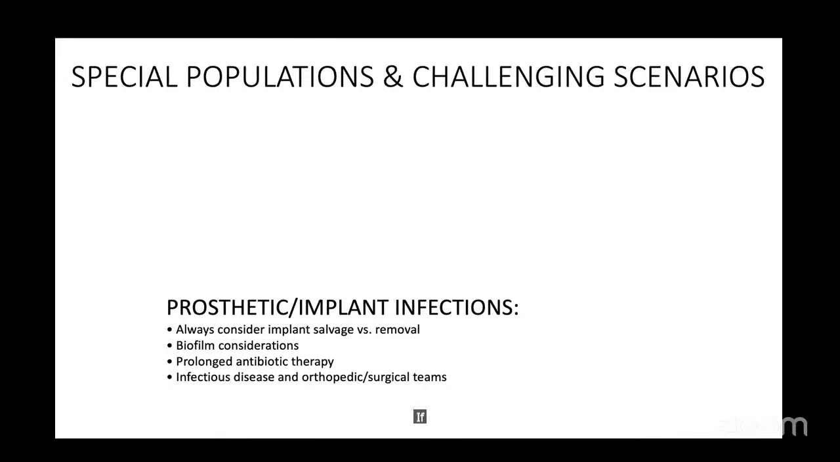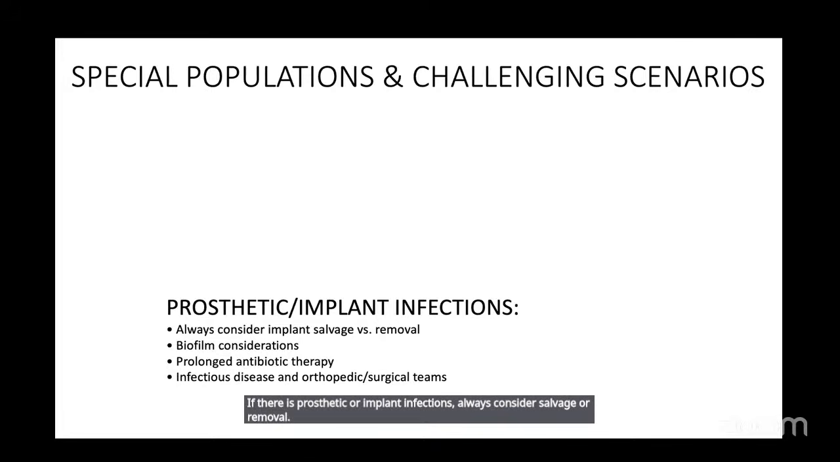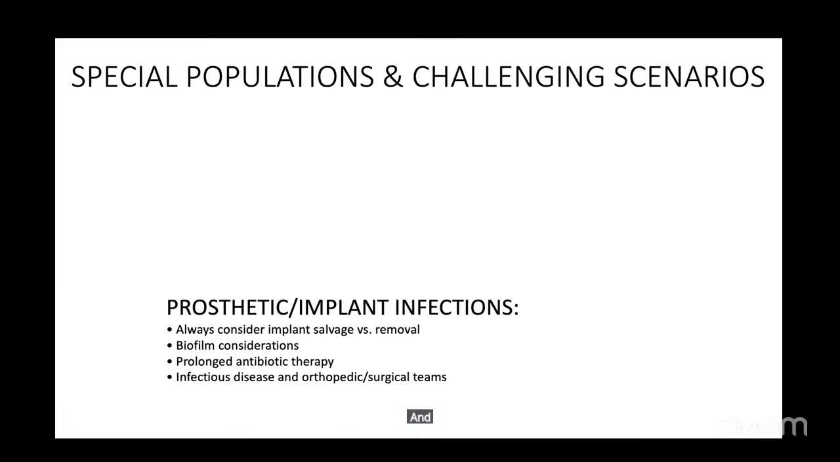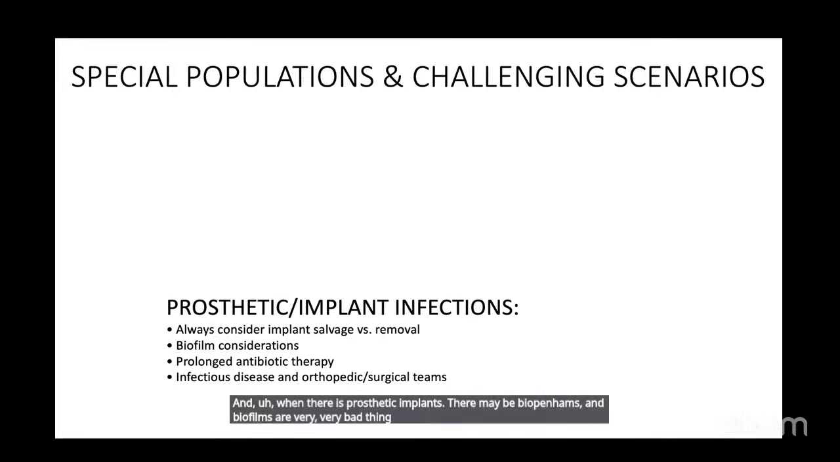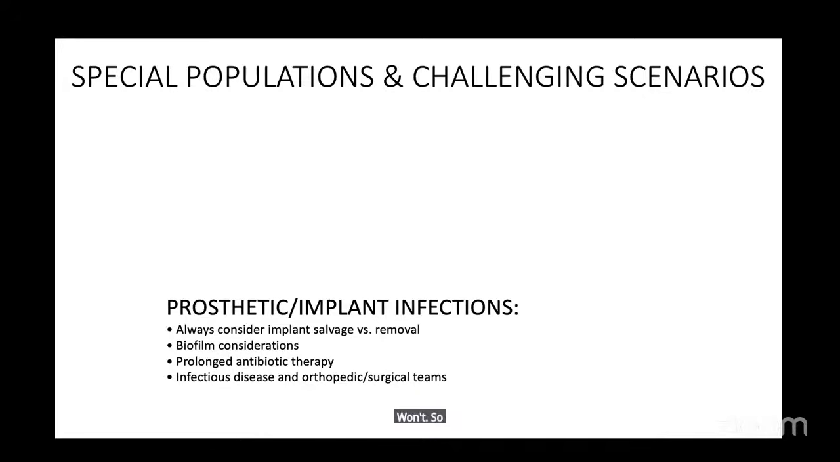If there is prosthetic or implant infection, always consider salvage or removal. And when there are prosthetic implants, biofilms may form, and biofilm is a very, very bad thing, especially in a diabetic wound. So you should consider major debridement if there is biofilm.